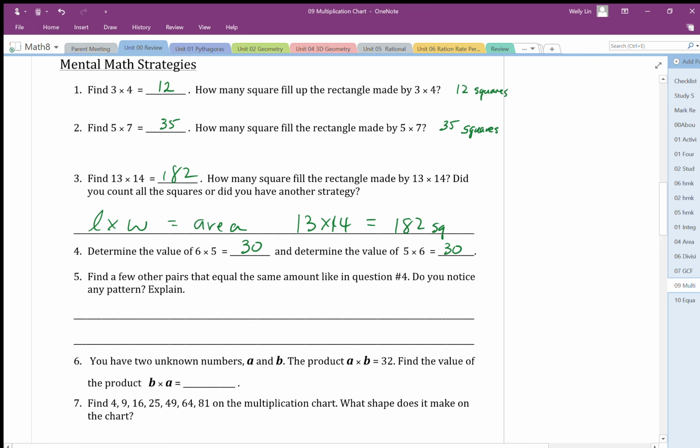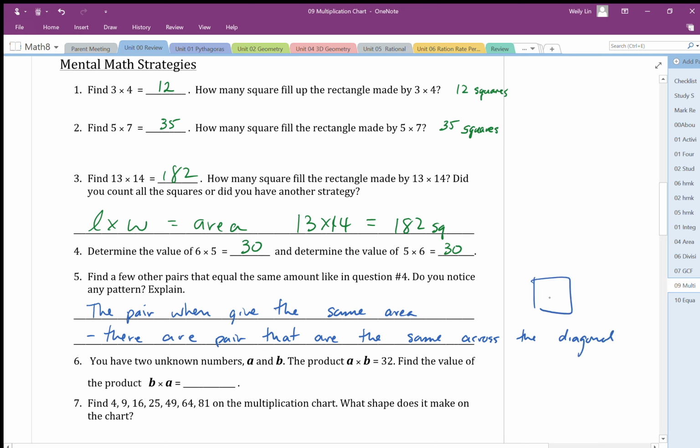So what do we notice about the pattern? We know that the pairs, when switched around, give the same area. So there are pairs that are the same across the diagonal. Okay, and what I mean across the diagonal is across this diagonal here. And we know that this side is mirrored onto the other side. So we have two unknown numbers, a and b. A times b equals 32. Although I don't know what a and b is, we know that if I reverse them, I know by the symmetry of length times width equals width times length, we know that by the symmetry they have to equal the same product.